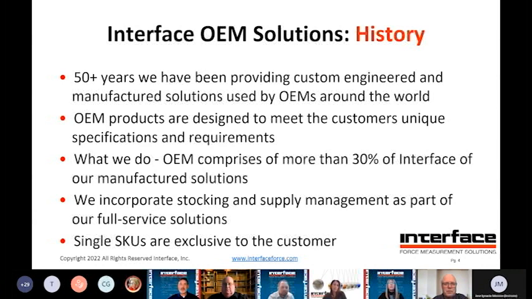We do designate specific part numbers for each solution or each custom device that we come up with. These part numbers are exclusive to the customer. These aren't just your standard part numbers out there exposed to the rest of the world. Next.